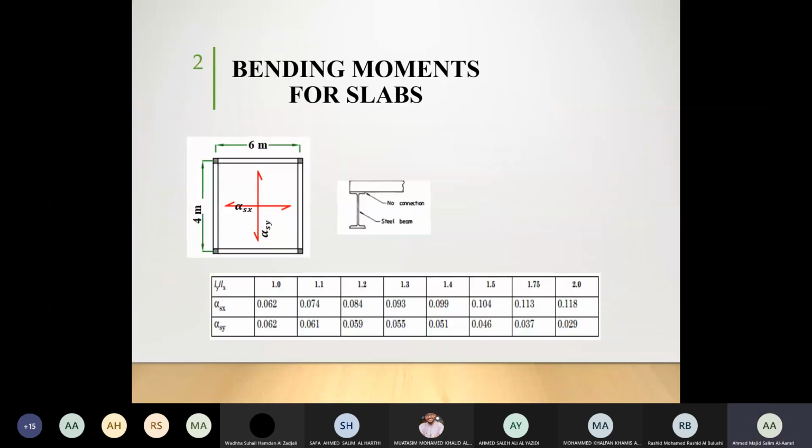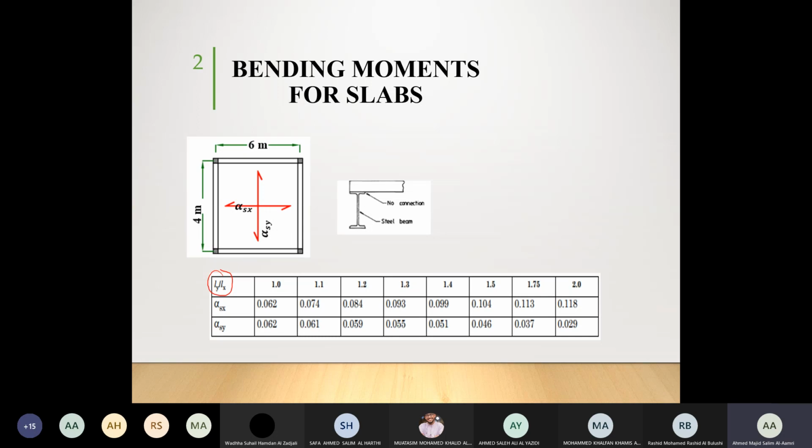Okay, if we see the table, now the table says for you ly over lx, and we have different values. Ly over lx is going to be equal to 1, 1.1, 1.2, 1.3, 1.4, 1.5, 1.75, and then 2. Why don't we have value more than 2? Because if it goes more than 2, then it's going to be a one-way slab. This is only for a two-way slab. It cannot exceed the value of 2.